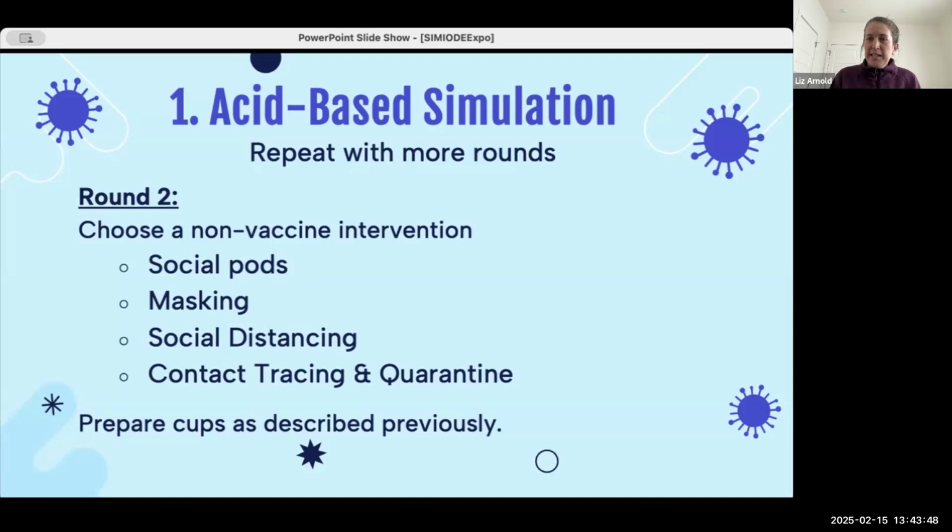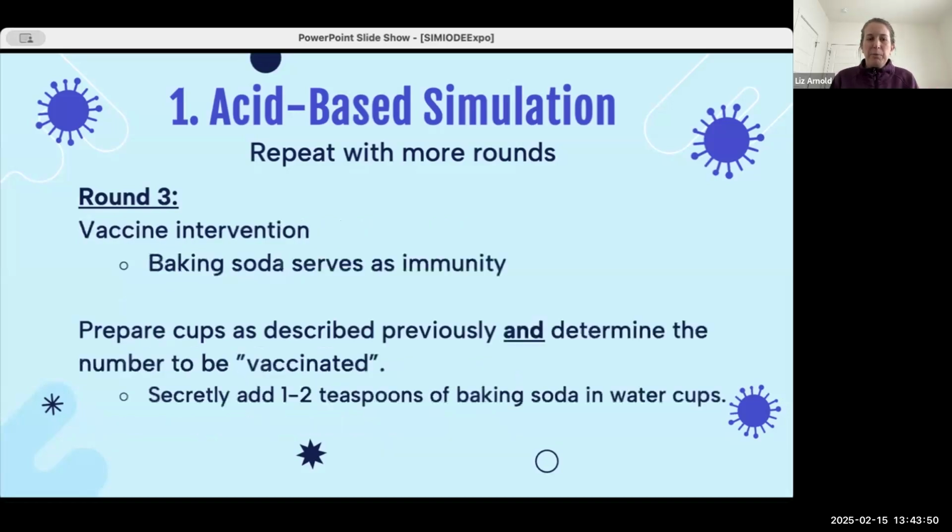Round 3 is, again, how can we improve this model? Well, we can include some kind of vaccine. And this is where the baking soda comes into play. And this is where Owen, the biology specialist, knows all of the biology behind this. But the baking soda and the vaccine counteract. So the baking soda serves as immunity. And so if someone transfers some vaccine into a cup with baking soda, that baking soda will still remain not infected. So you prepare the cups in the exact same way.